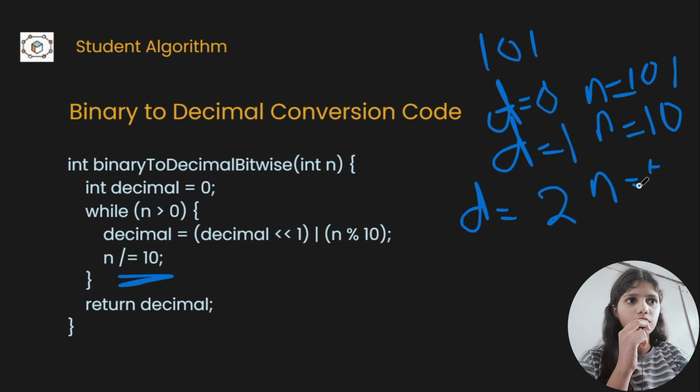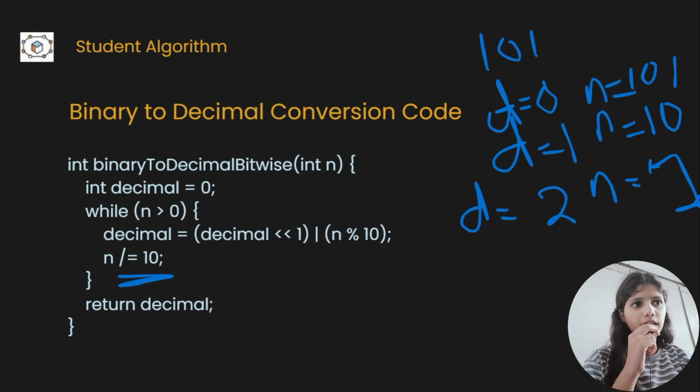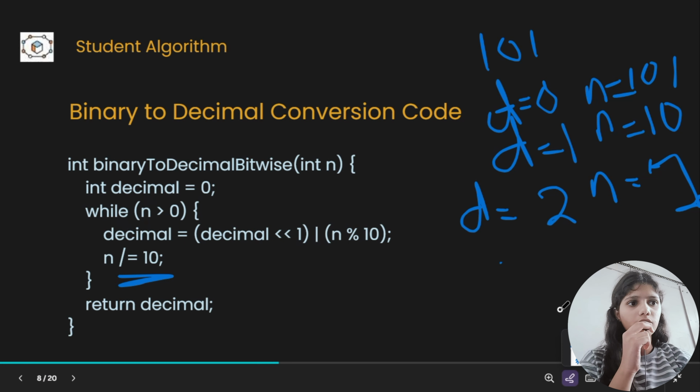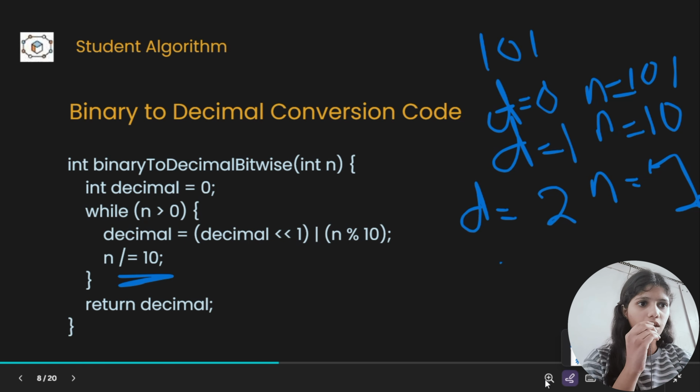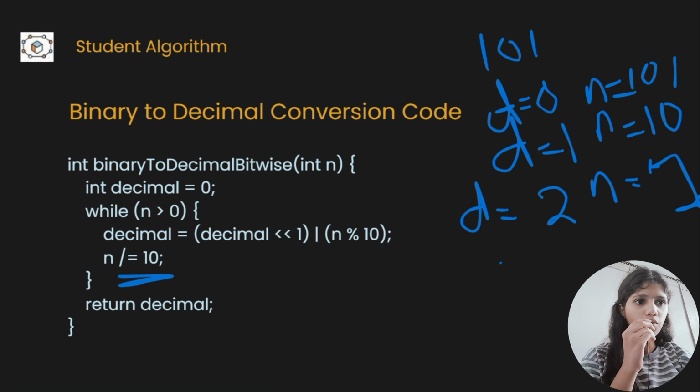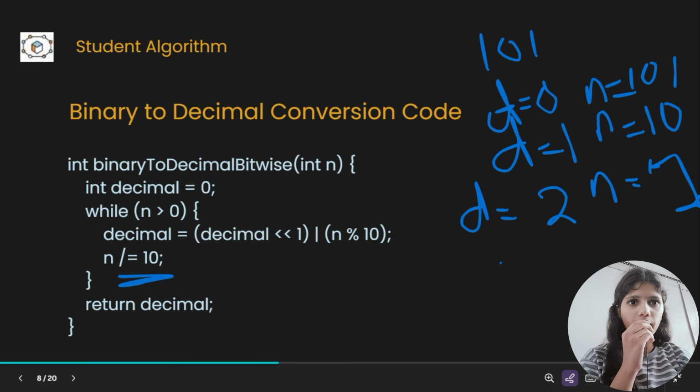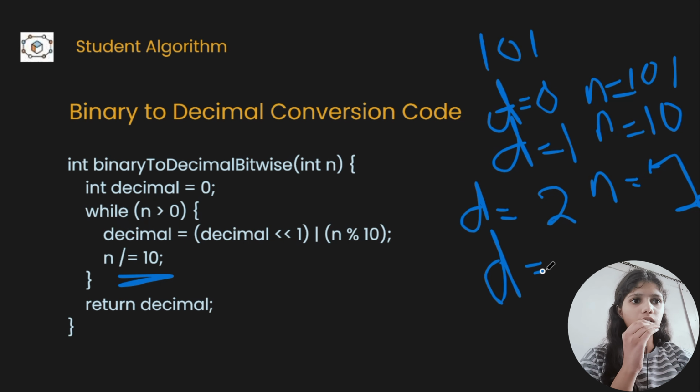n equals 10 divided by 10, which is nothing but 1. Got it? Now this will be the last step. Now d, we need to left shift this. So now 2 left shift of 1 gives you 100. Now n modulo 10 is nothing but 1 here. So now OR 1 will be equal to 101, which is nothing but 5. So now d is equal to 5.